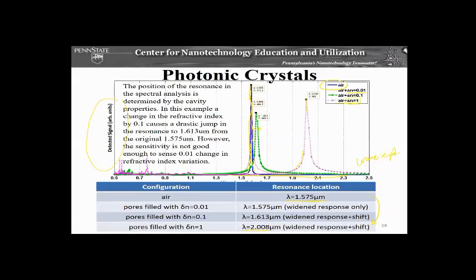It's very easy to build a lookup table. What I mean by that is, with a 0.01 change, we can't really see that kind of a shift. As you can see, it's still almost the same wavelength. But once we talk about a 0.1 refractive index change, we go up to 1.613. So you open up a lookup table, and you see how much of a change corresponds to what kind of refractive index change, and you can retrieve, based on the refractive index change, how much material you put in there.